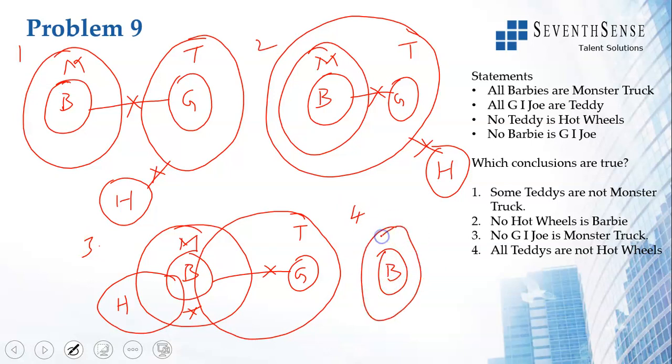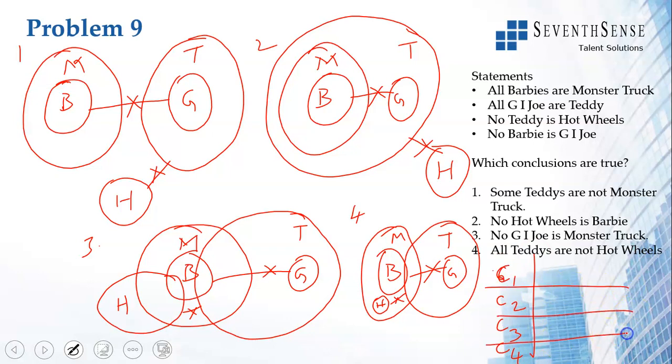All Barbies are monster trucks. Then you will have G.I. Joes are teddies. No teddy is a Hot Wheel. This is my Hot Wheel. No Barbie is a G.I. Joe, which is accurate. There's no connection here. So let us see, 4 conclusions and 4 drawings, right? Conclusions 1, 2, 3 and 4, and diagrams 1, 2, 3, 4.